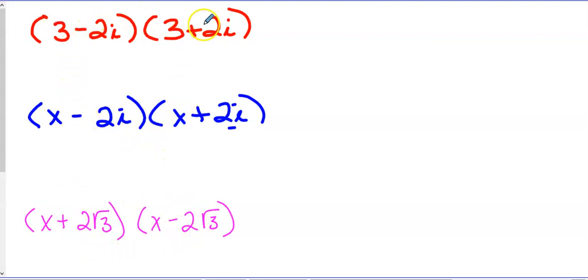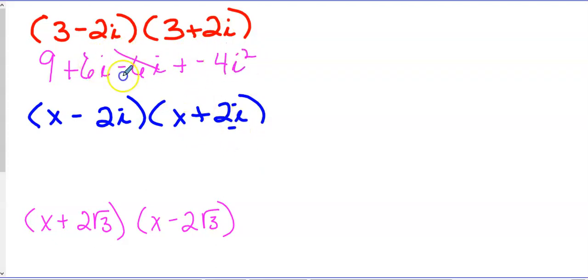If we were to multiply this red pair of binomials here, we could use the FOIL method. We can do 3 times 3, that's 9. And then 3 times 2i, that would be plus 6i. And then we would have 2i times 3, that would be minus 6i. And then we have negative 2i times positive 2i, so that would be, I'm going to just say plus negative 4i squared. These 2 terms always cancel out.